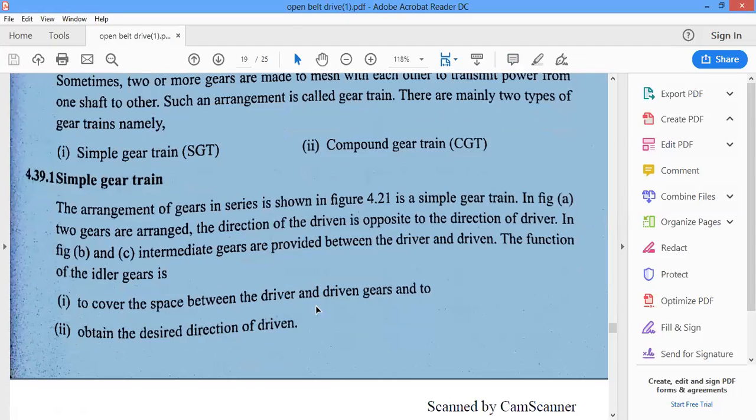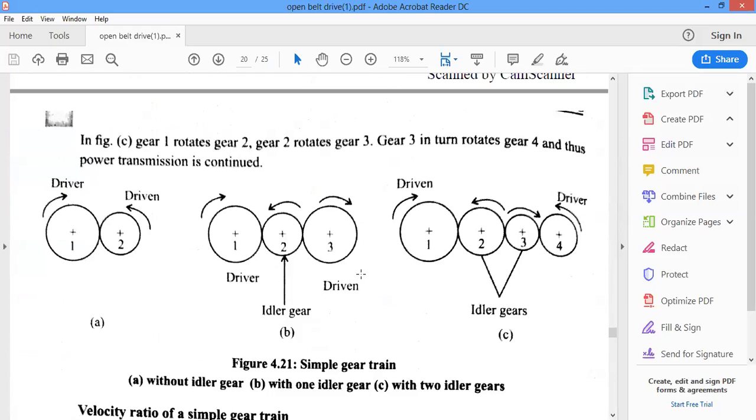In between the driver and driven gear, we can have any number of intermediate gears, so that we transfer the power from one end of the shaft to the other end of the shaft. So here is the diagram. There's one shaft over here, there's another shaft. On each of these shafts, we have a gear mounted. The one which is going to cause the rotation is called the driver gear. The one which is going to receive this rotational movement is called the driven gear.